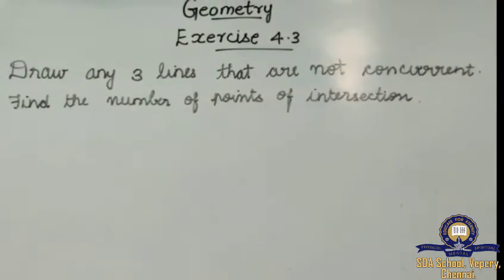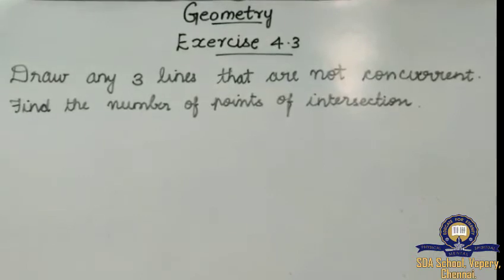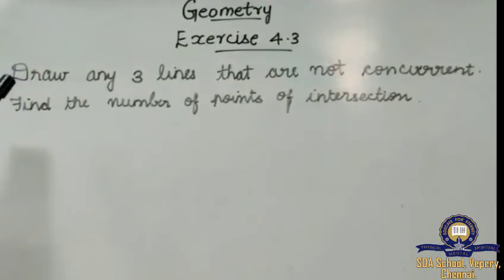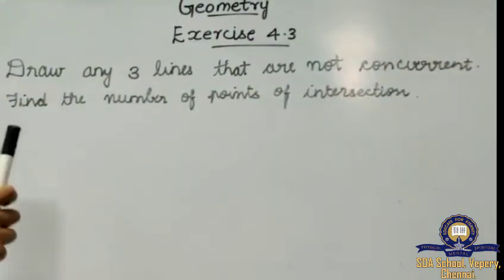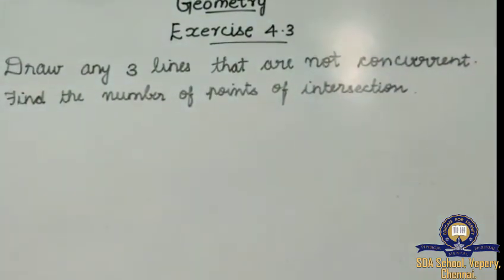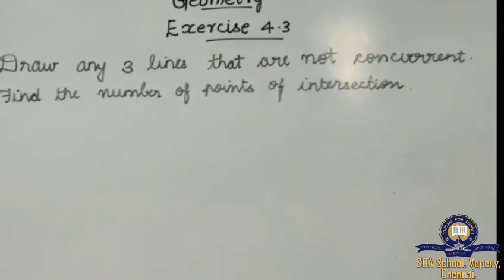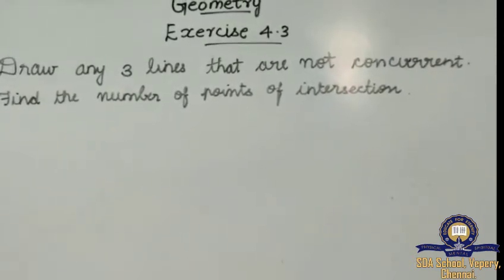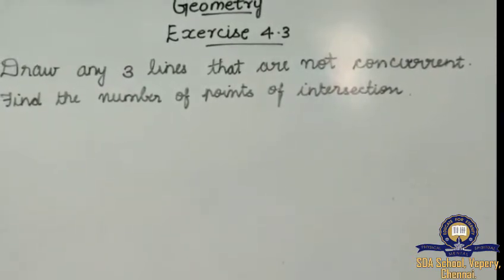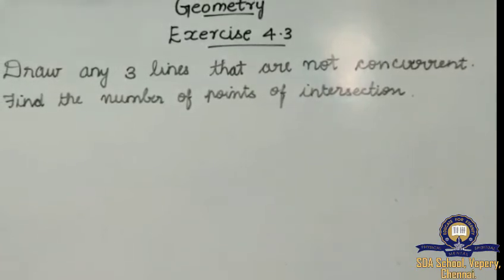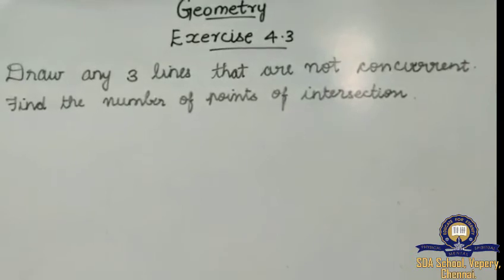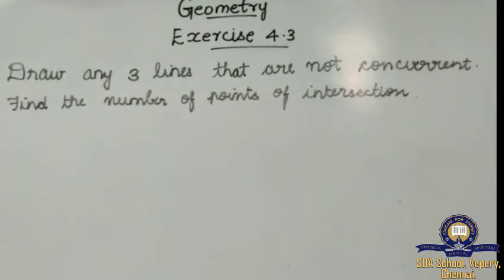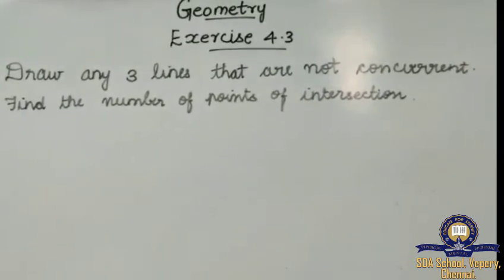We'll move to the last sum in exercise 4.3. The last question is, draw any 3 lines that are not concurrent and find the number of points of intersection. What are concurrent lines? Just now we saw that when many lines intersect at a single point, such lines are called concurrent lines and the point is called the point of concurrency.